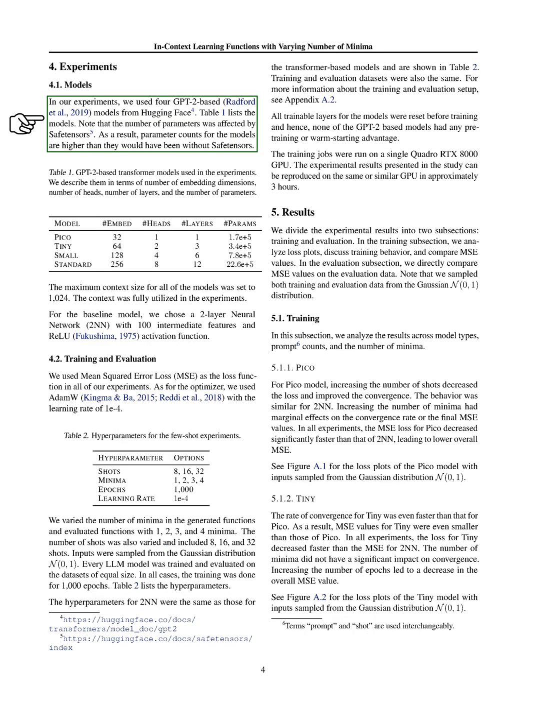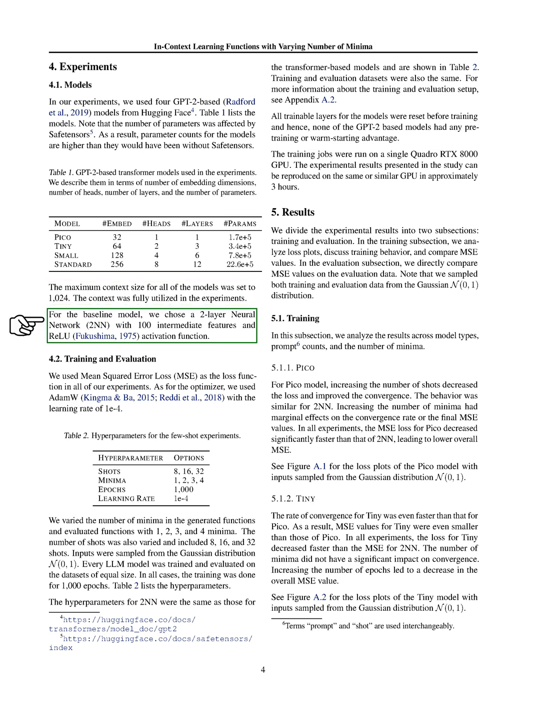In our experiments, we used 4 GPT-2-based models from Hugging Face. The table lists the models. Note that the number of parameters was affected by safetensors, resulting in higher parameter counts for the models than they would have been without safetensors. The maximum context size for all of the models was set to 1024. The context was fully utilized in the experiments.